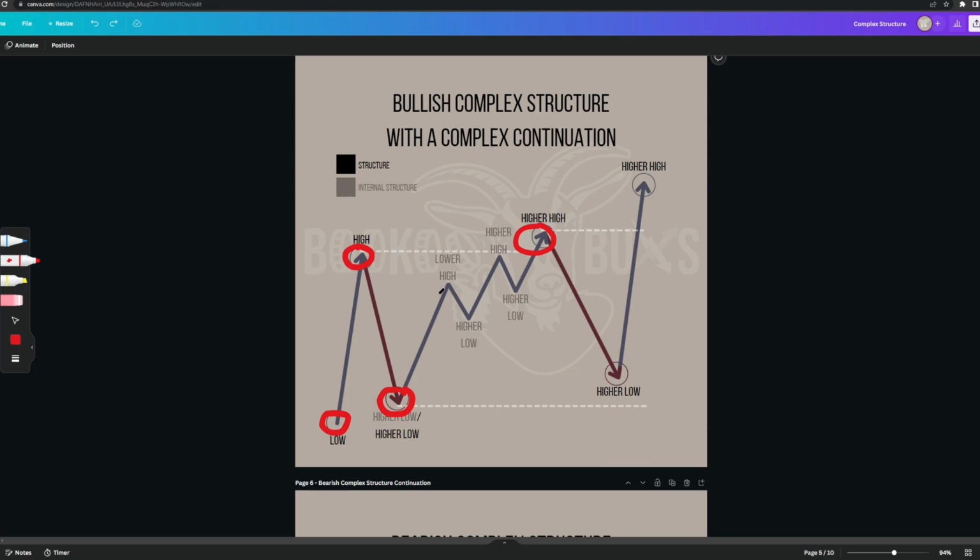So therefore, these highs have to be internal structure and these lows have to be internal structure, because the lowest point of the retracement was down here, so these lows can't be it, and these highs actually never made a structure higher high, so they can't be it either. Do you guys get that? Do you guys want me to try to reword it?